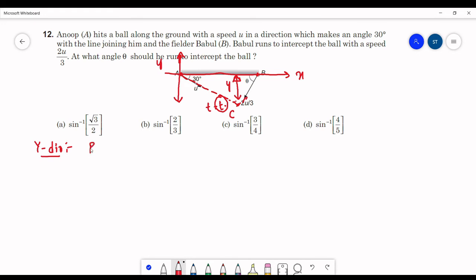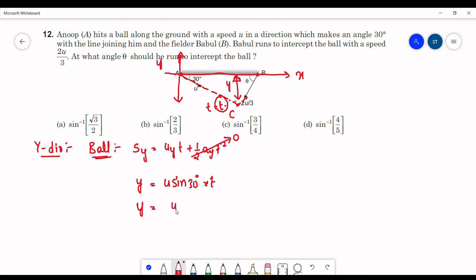we see about the ball. Displacement in y direction will be uy into t plus half ay into t square. As there is no acceleration for both the bodies, this term will be equal to 0. And displacement of the body is y. Velocity in y direction will be u sine 30 into t. So here we can write y is equal to ut upon 2. Let us take this as first equation.